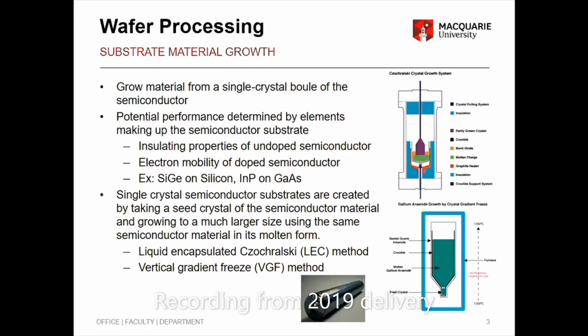Can't see my mouse, right? You can't, when I say here. Okay, so maybe I should. So this is the LEC method. Once you actually pull this out, it will turn out to be something similar to this. So we call this the ingot. A similar ingot you can get from the VGF method. So if you are interested, you can read more. This is just to give you an idea that there are different ways of making these wafers.